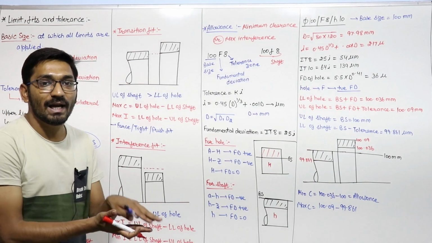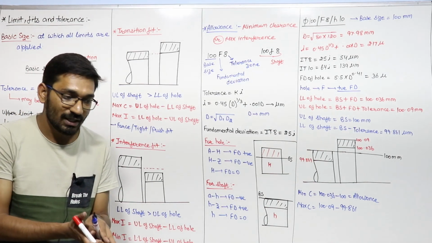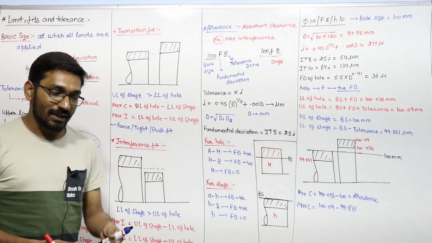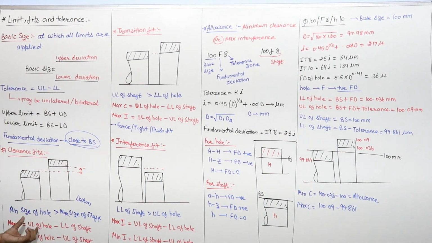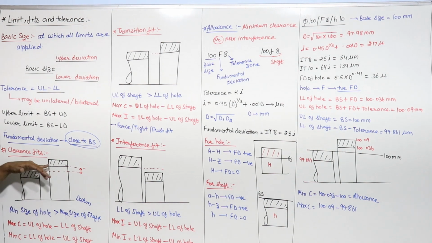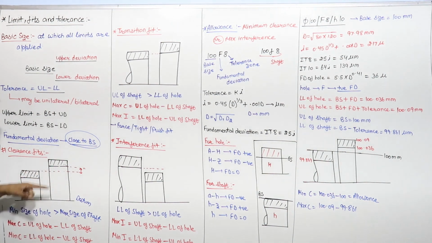इतना clearance तो रहेगा ही रहेगा इन दोनों के बीच में, right? इससे कम नहीं हो सकता, right? So the minimum clearance is the lower limit of the hole minus the upper limit of the shaft.